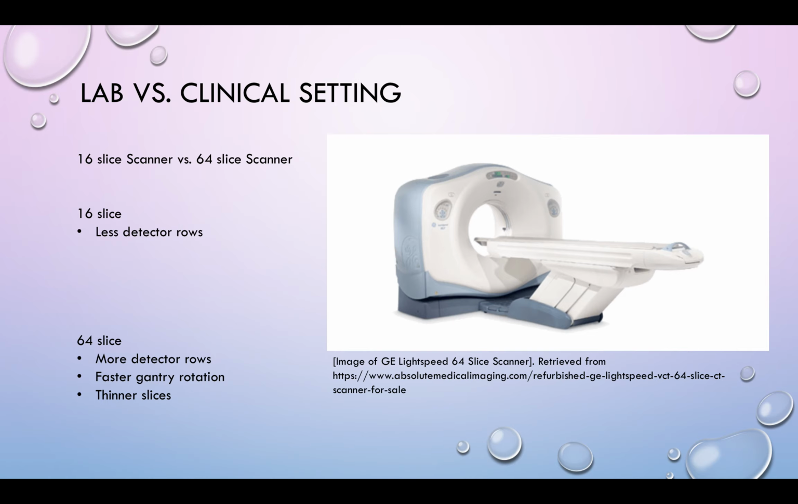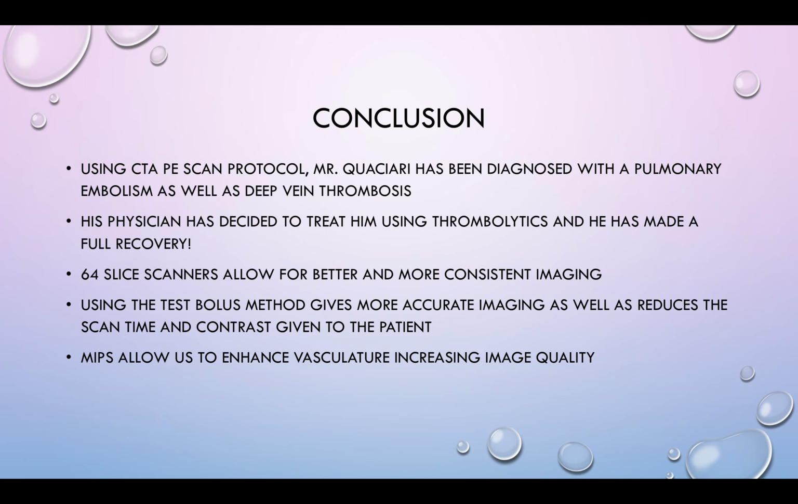So, lab versus clinical setting. The GE16 slice scanner that is currently used in the lab is no longer used in clinical practice. The most common scanners seen in clinical practice are the 64 slice scanners. These have more detector rows, faster rotation times, different post-processing algorithms, and are able to take thinner slices, increasing the image quality of the CT scans that are performed. Faster rotation times and more detector rows can cover more anatomy per rotation, making scan times faster, which would increase productivity of the department.